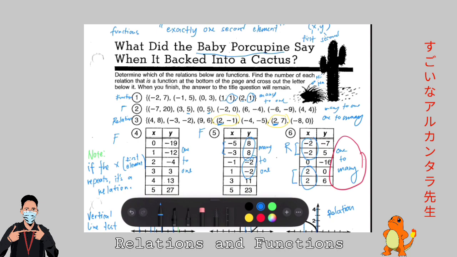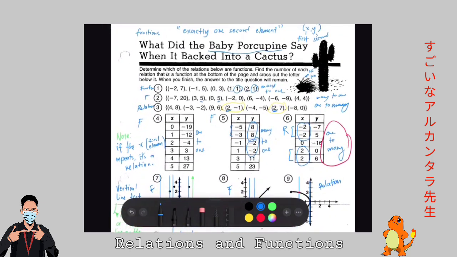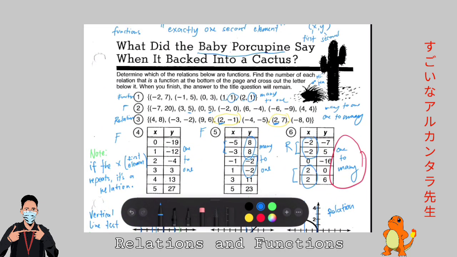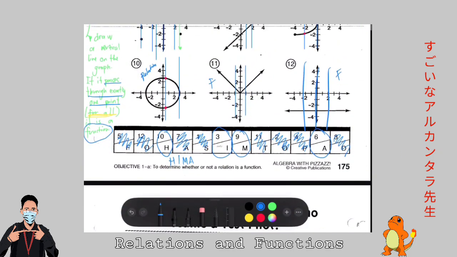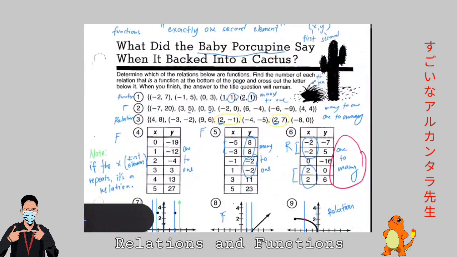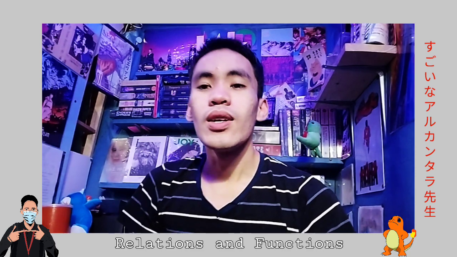So you may practice this also on your own. They have more examples, but not all of them are plainly grade 8. It's more about different kinds of algebra. So you may check out Pizzazz for that. Okay, so with that being said, that's it for this concept about relations and functions.